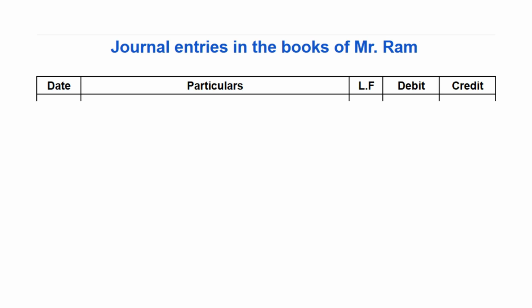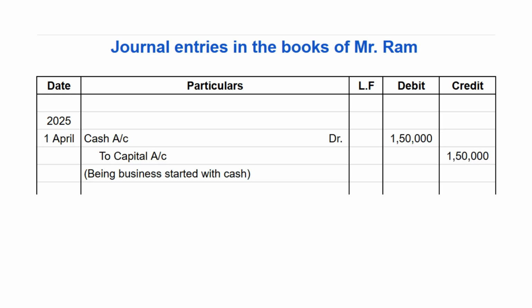Journal entries in the books of Mr. Ram. Date, particulars, ledger folio, debit, credit. 2025, 1st April, cash account debit 1,50,000 rupees, to capital account 1,50,000 rupees. And the narration is being business started with cash. Next.